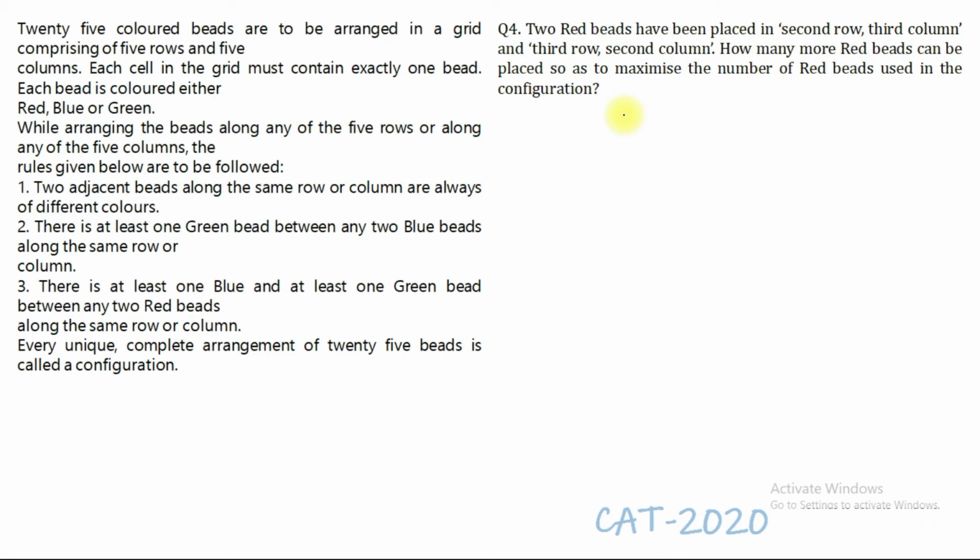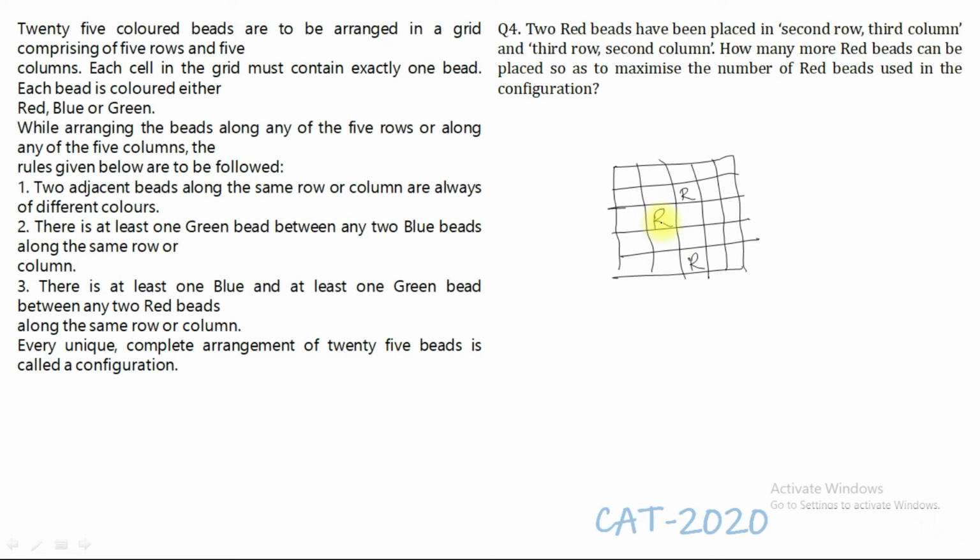2 red beads have been placed in the second row and third column, and third row, second column. So let's make a grid here. This is my grid. 1, 2, 3, 4, 5. This is 1, 2, 3, 4, 5. What is the condition here? Second row, third column should be filled by red. And third row, second column should also be filled by red. So I've already placed red here. What else can we do here? This one is red, so this can be red also.